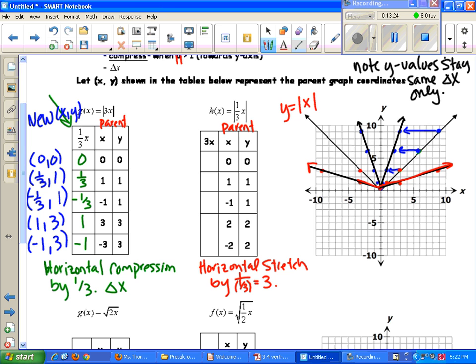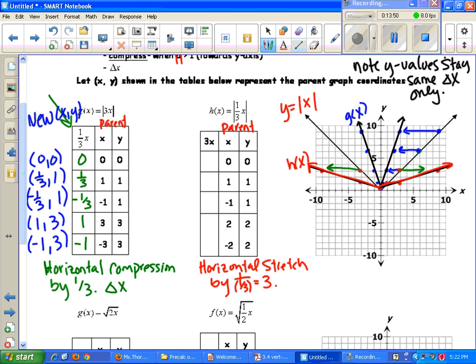So this one and this one. So that right there is our function for h of x. The other one was for g of x. And notice what did we do? We stretched our values going this way, now away from the y-axis. That's why it's called a horizontal stretch.